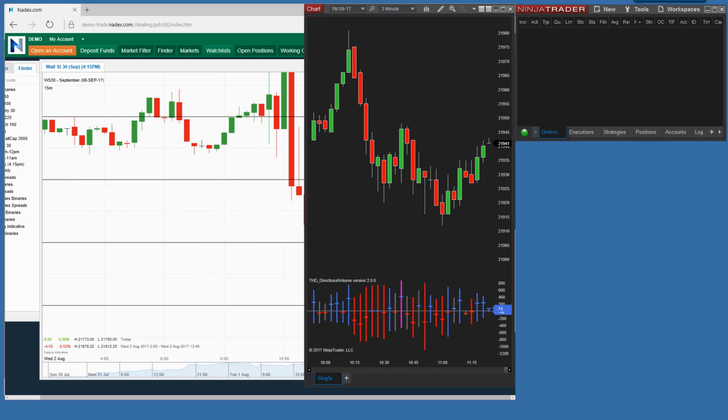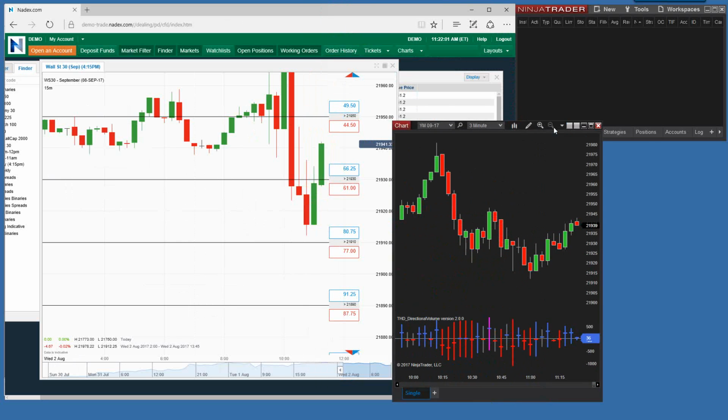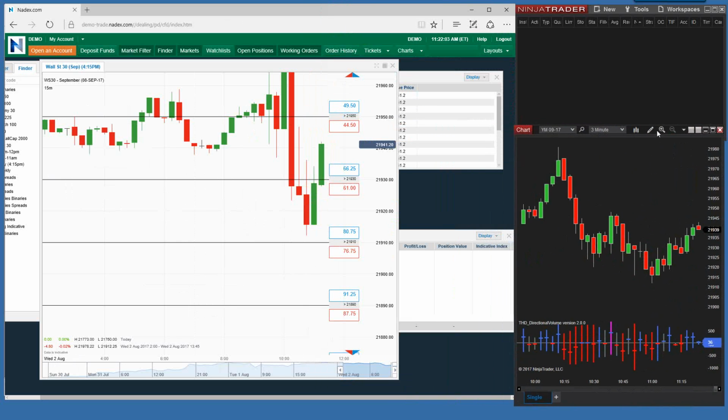Now, what are some advantages of having NinjaTrader versus just Nadex? Well, a lot of times it really comes down to indicators and what you're using, okay? I've designed my own indicators. They're not in Nadex, so I'm actually going to be in NinjaTrader, or I'm going to be in MultiCharts.